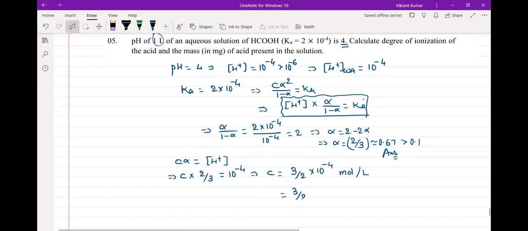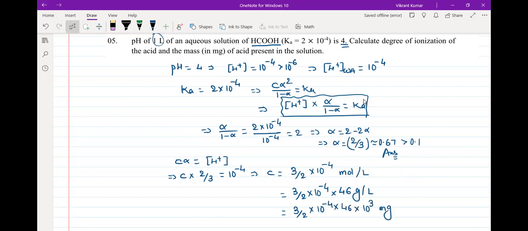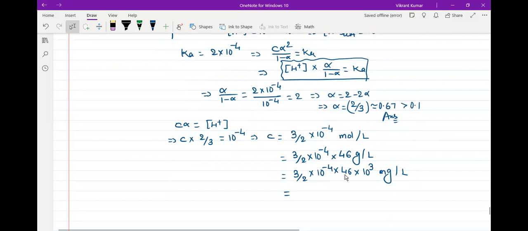तो will write 3 by 2 into 10 raised to minus 4. And HCOOH का अगर molar mass देखोगे तो it is coming how much. This is 12, 32 तो 44, 45, 46 आ रहा है. तो this much gram per liter into 10 raised to 3 कर दिया तो will be getting milligram, है ना. Into 10 raised to 3 कर दिया तो we are getting milligram per liter. 1 लीटर ही solution है तो इतने से ही काम हो जाएगा. तो this will be the answer. And if you resolve it, 0.1 into 23 तो 6.9 आ जाएगा ना milligram per liter. This will be the answer.